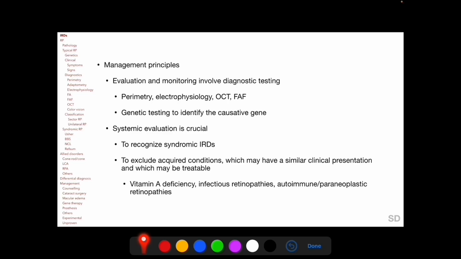Evaluation and monitoring of inherited retinal disorders involve diagnostic testing, which includes perimetry, electrophysiology, OCT, fundus autofluorescence, and genetic testing to identify the causative gene. Systemic evaluation is crucial to recognize syndromic IRDs, which we will be discussing, and to exclude acquired conditions which may have a similar clinical presentation and which may be treatable, such as vitamin A deficiency and infectious retinopathies.